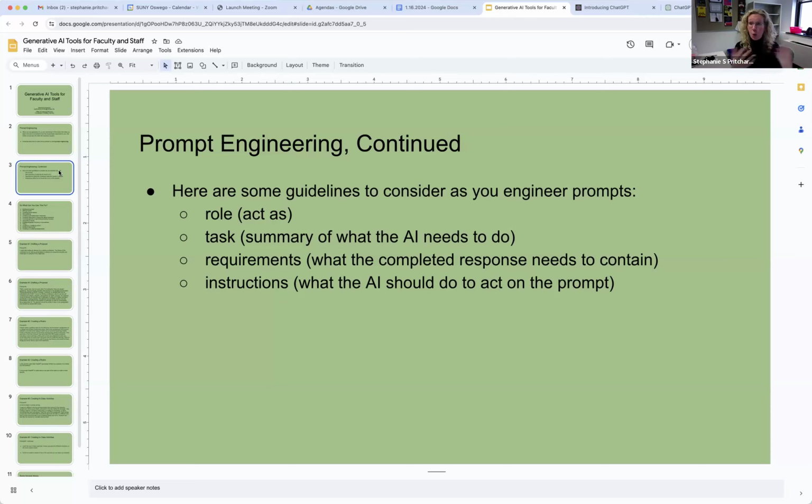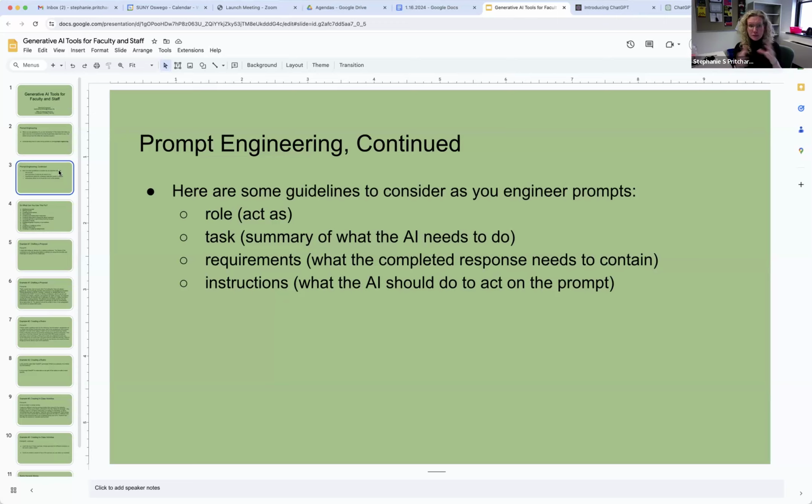Then you should tell it what you need it to do for you, what the requirements of the task are. So like what the completed response needs to contain. And I've got some examples in just a moment. And then any additional instructions that the AI needs to keep in mind to act on the prompt. So like the instructions, I'll usually tell it, this should be no longer than 2 paragraphs, right? Or something like that, so that it understands about how much content I'm looking for.